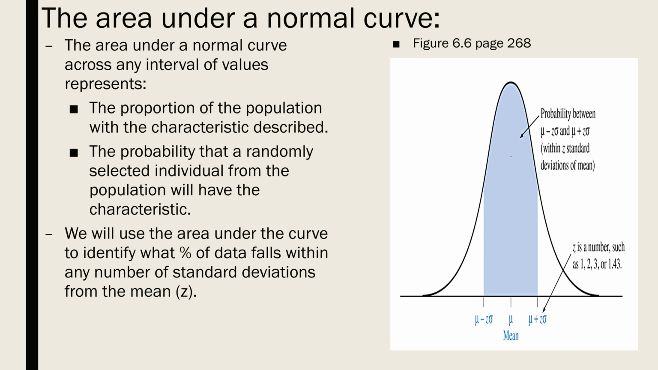So this is what we call the area under the curve. It represents the probability between mu minus z sigma and mu plus z sigma. This is what we call within z standard deviations of the mean. Z here is a number. It could be 1, 2, 3, or a decimal number like 1.43.